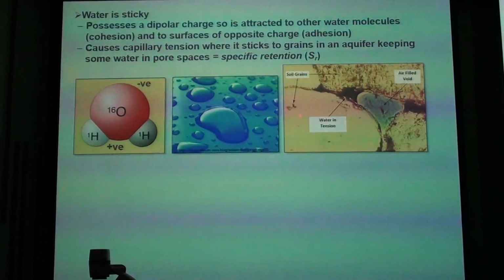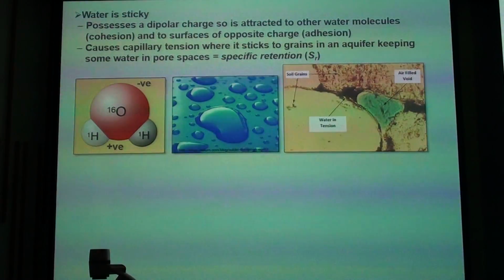So here's a thin section, here's some soil grains. Here's a void where the water's gone from, but here and here you've got water that's stuck. It isn't coming out. You're not able to get it out, because that capillarity and its dipolar charge are holding it in place. You're not able to move it.